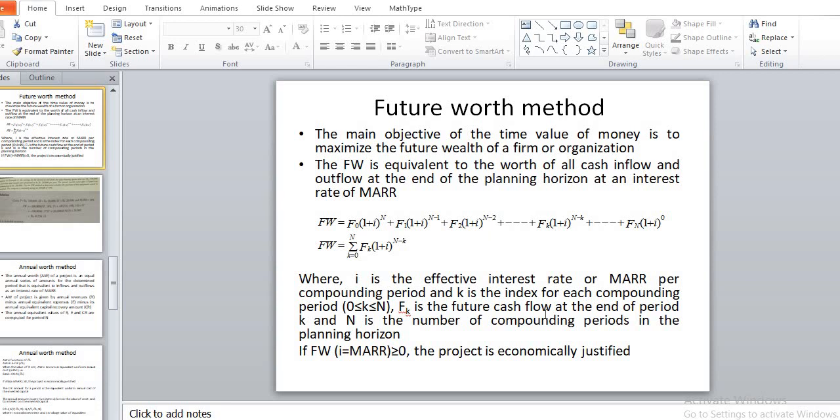With this formula, we can calculate the future worth value at the end of a particular period k. If this future worth is greater than or equal to 0, then we can consider the project economically justified. With this formula, we go through one numerical and then move to the next method.